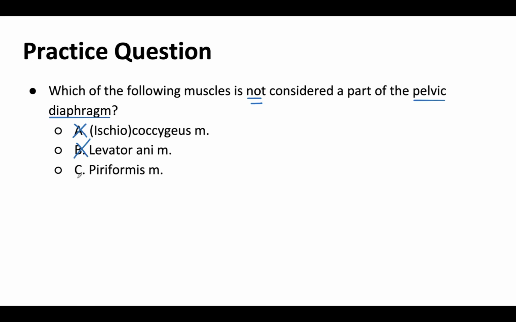That leaves us with the piriformis muscle. Its belly is located within the pelvis, but it is not considered part of the pelvic diaphragm. So C, piriformis, is going to be the correct answer.